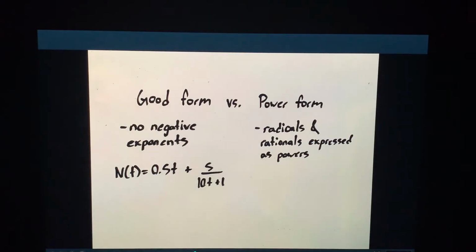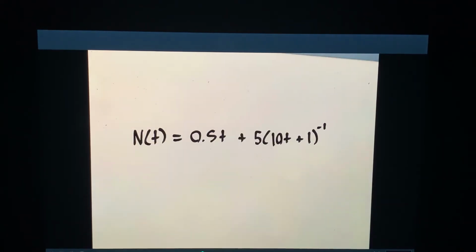The first step to finding a derivative is putting the function from good form to power form. Good form refers to when a function has no negative exponents on the variables. For reference, n(t) is in good form. Power form refers to when rationals and radicals are expressed as powers. To put n(t) in power form, we must bring the bracket 10t + 1 onto the numerator by putting it to the exponent negative 1. Now that our function is in power form, we may now take the derivative.